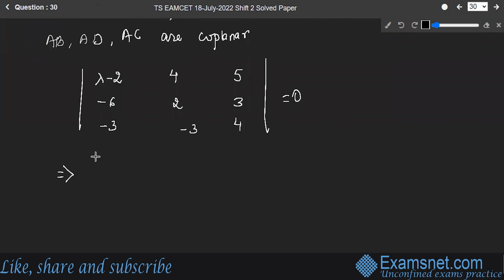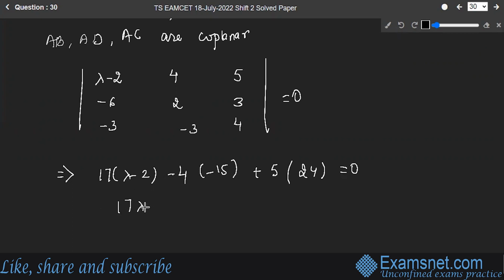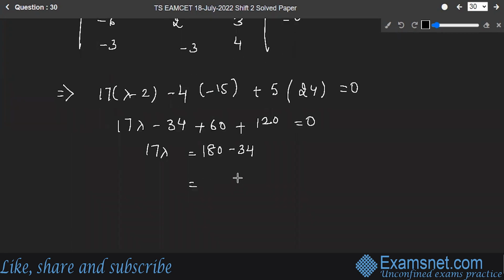So, this is 8 plus 9. This is equal to 17 times lambda minus 2. Minus 4 into minus 24 plus 9. This is equal to minus 15 plus 5 into 18 plus 6. That's equal to 24. This is equal to 0. So 17 lambda minus 34 plus 60 plus this is 120. This is equal to 0. So 17 lambda is equal to 180 minus 34. Okay, lambda is equal to this, 146 upon 17.